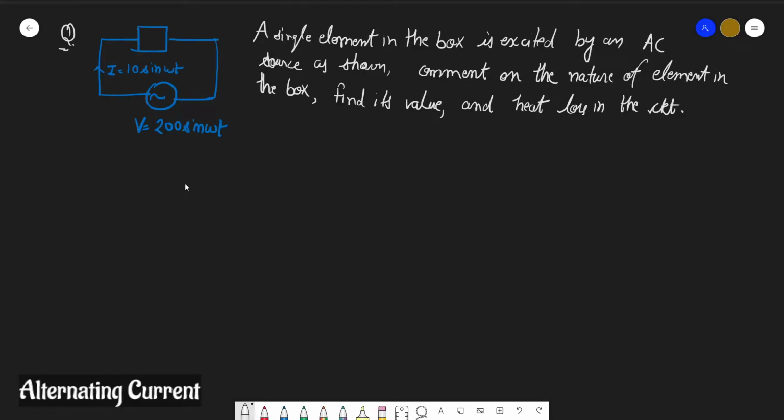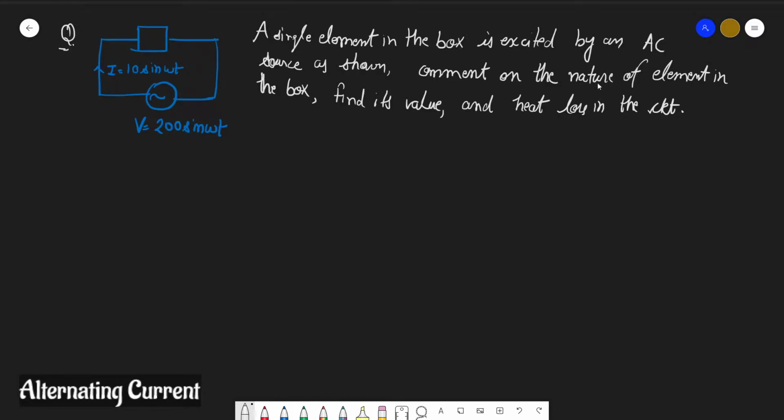Hello everyone. Today we will be seeing the behavior of a purely inductive circuit when excited by an AC source. Before that, we will be seeing this numerical. So let's see this numerical. There is a single element connected in this box, and it is excited by this voltage source, and current is drawn by a waveform represented by this equation.